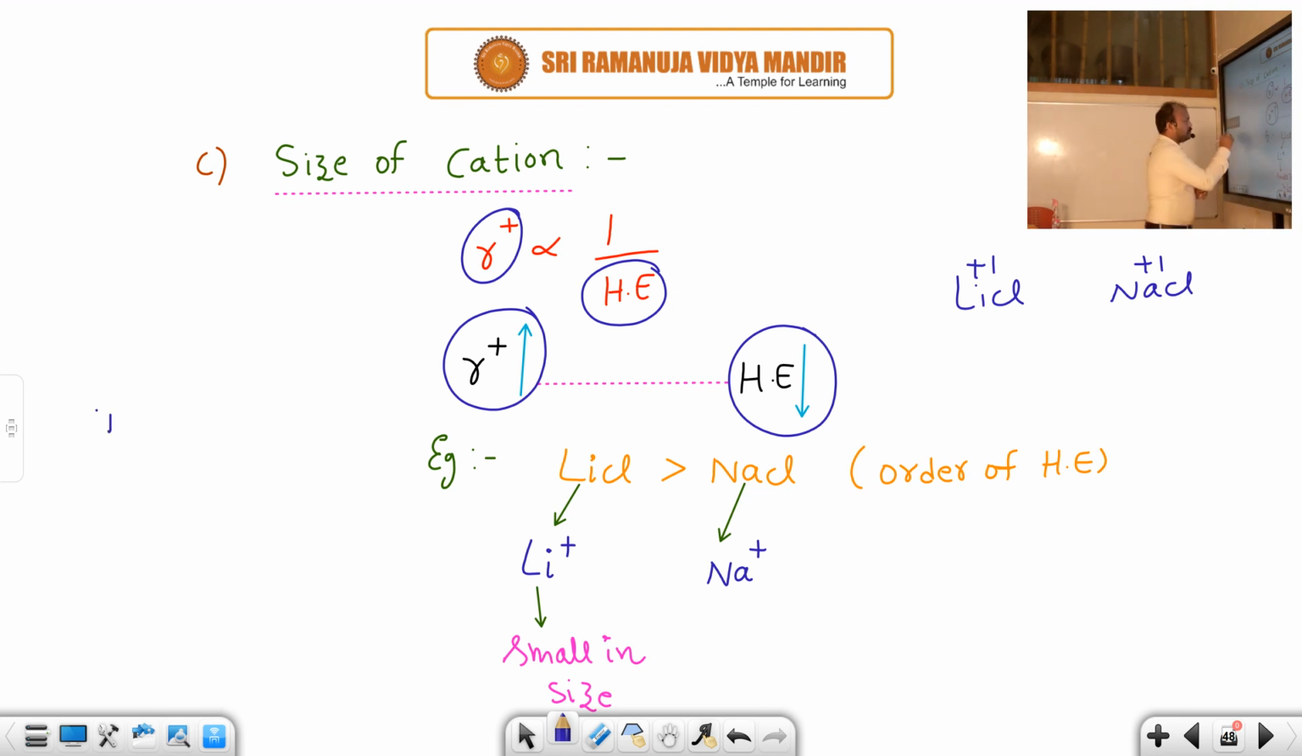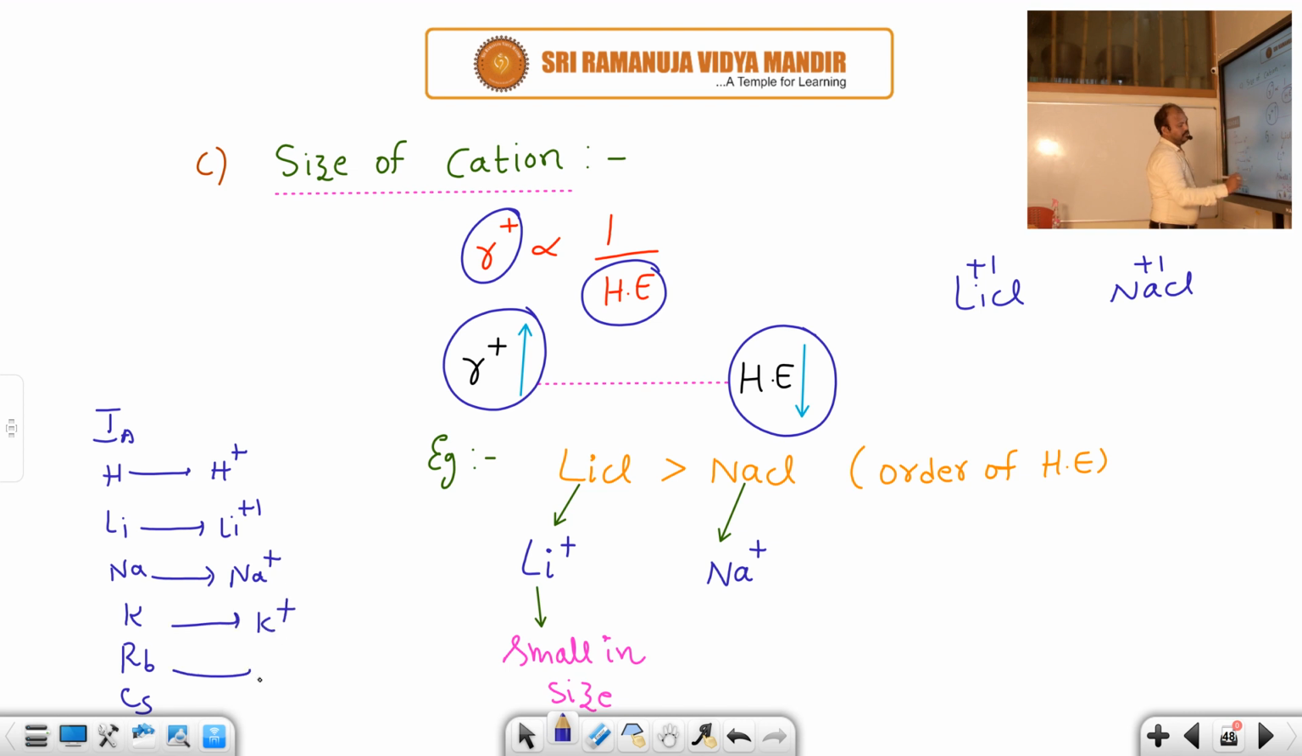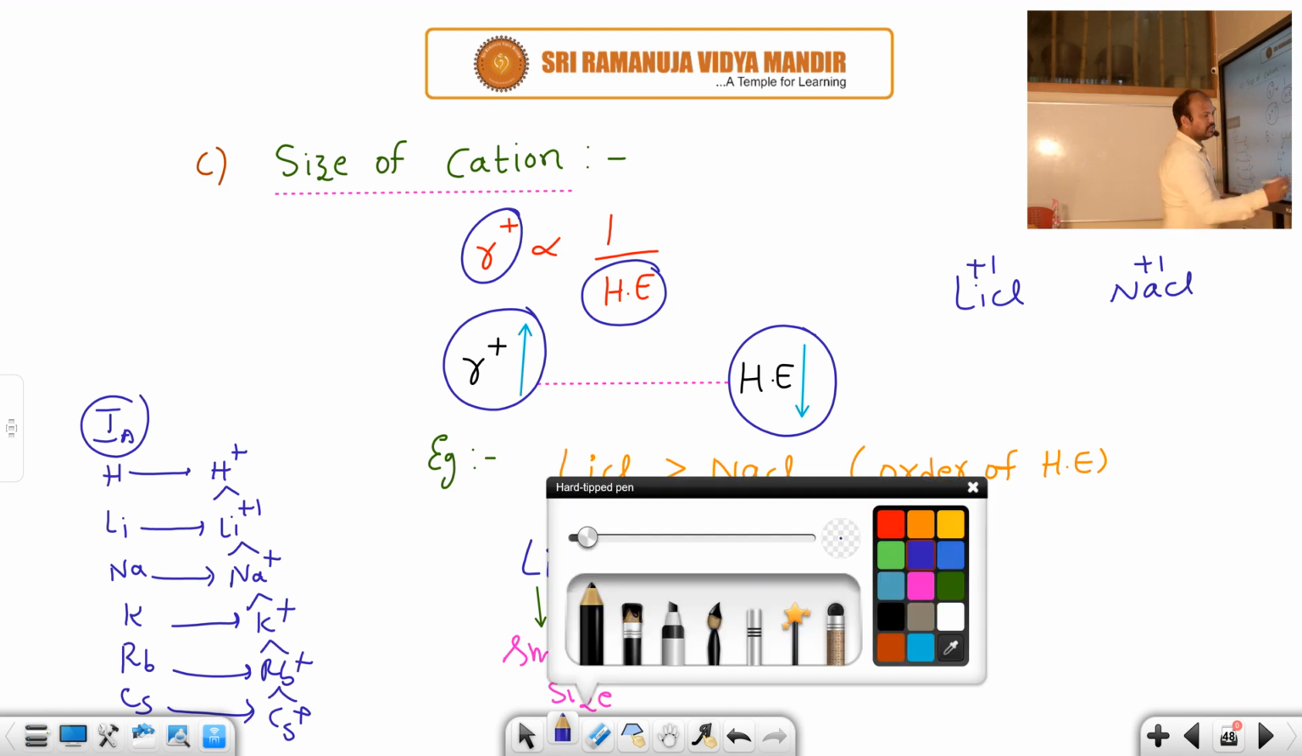Generally, the first group elements are hydrogen, lithium, sodium, potassium, rubidium and cesium. These lose 1 electron to form H+, Li+, Na+, K+, Rb+ and Cs+. These are alkali metals. From top to bottom along the group, what will happen? Size increases. Am I correct or not? Size increases. Here which has more size?